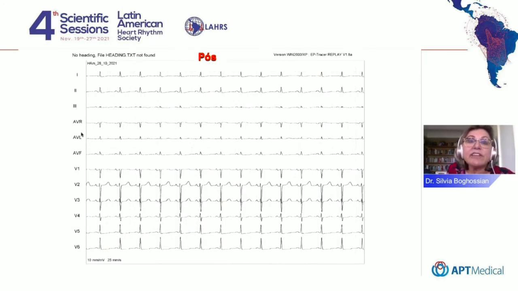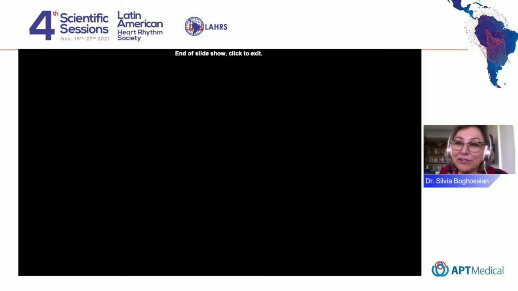And here is the EKG after ablation. She was in sinus rhythm with no more tachycardia. Thank you for your attention.